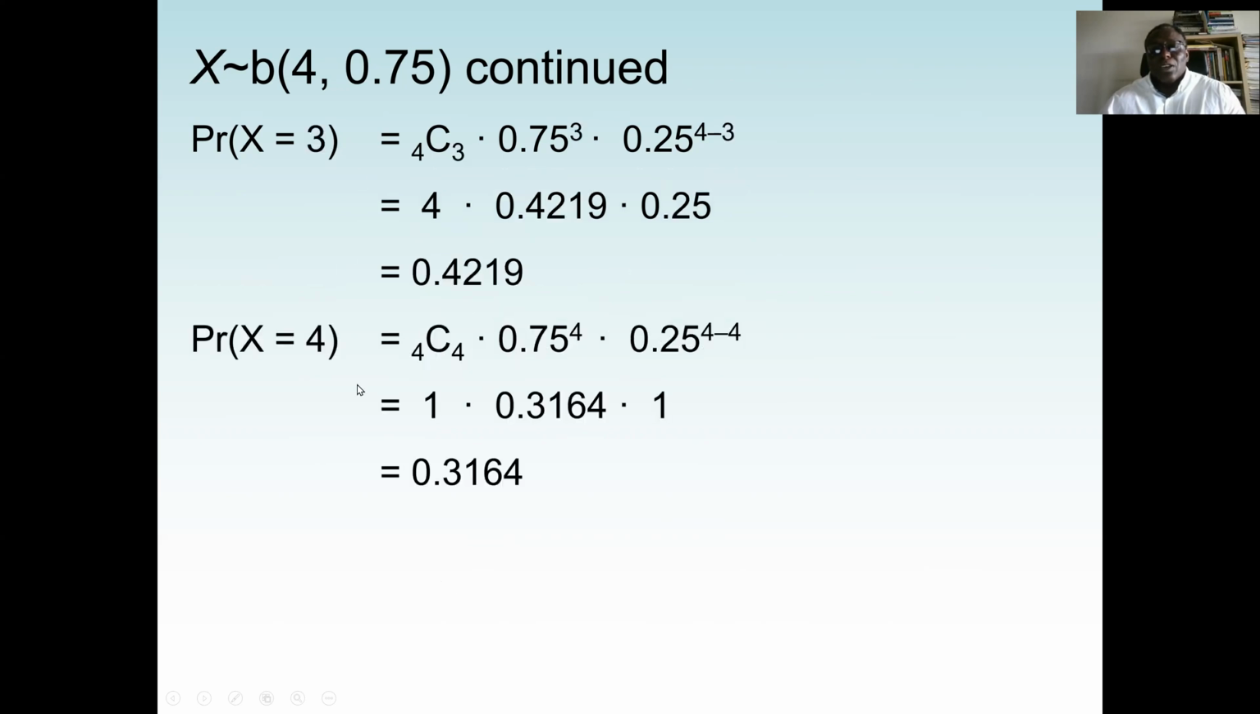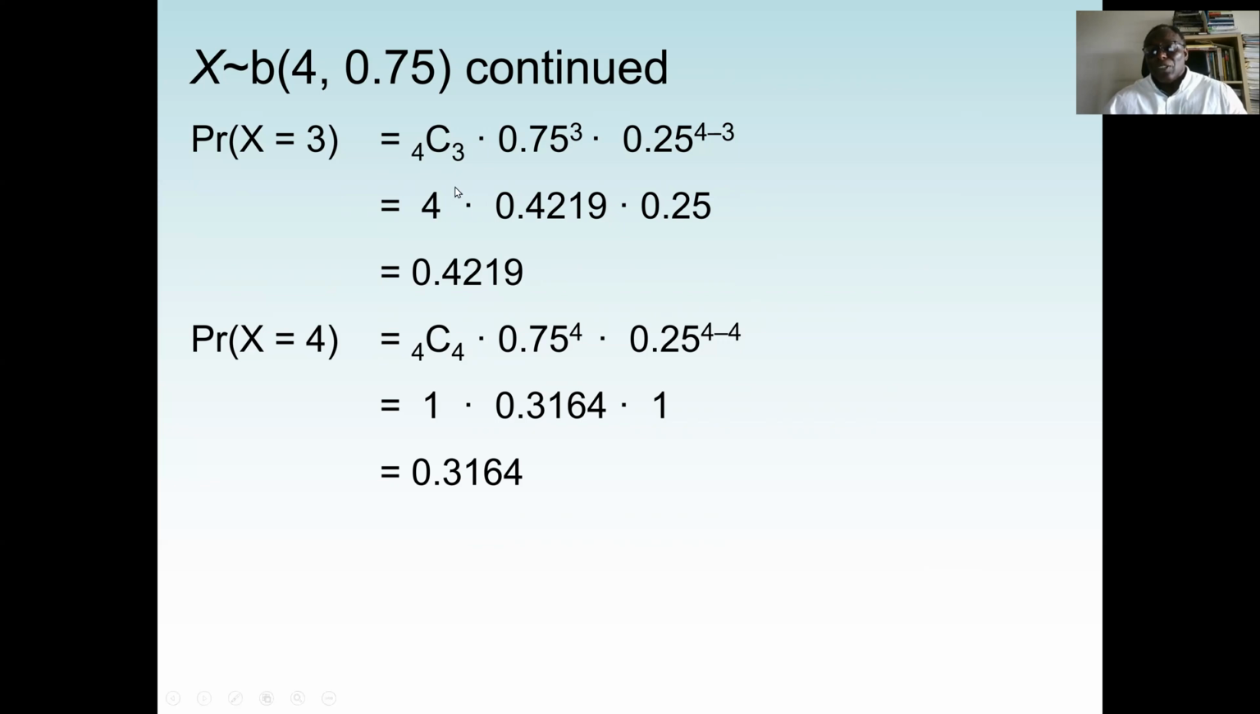Okay, so we do the 3 and 4 also. So what is the probability that 3 patients will be treated successfully? So we have 4 and 3, 0.75 to the power 3, 0.25 to the power n minus x, so 4 minus 3. So 4 and 3 will give us 4. If we use the formula again, 4 factorial divided by 3 factorial times 4 minus 3 factorial. We can see that 1 factorial will be left, 4 minus 3. The other is again 3 factorial.